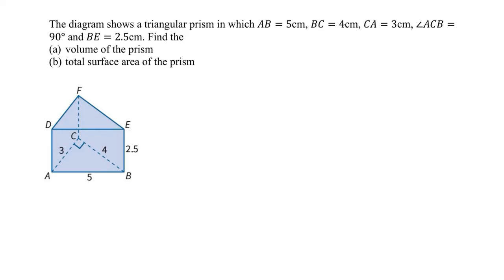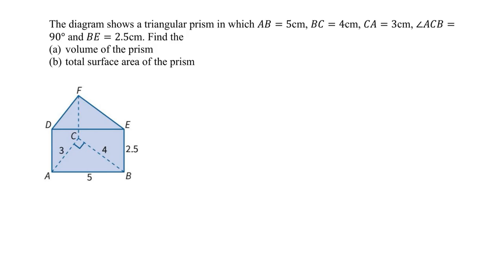Hello everyone, welcome to this video where we are given a triangular prism and the lengths AB, BC and CA are given. Angle ACB is 90 degrees. BE is also given as 2.5 cm. Find the volume and the total surface area of this prism.